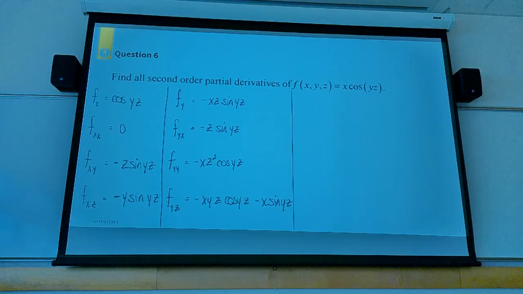What was left to do was the partial with respect to z branch. What is the partial of this function with respect to z? Negative xy sine yz. Now look at that new function. Take its partial with respect to x.